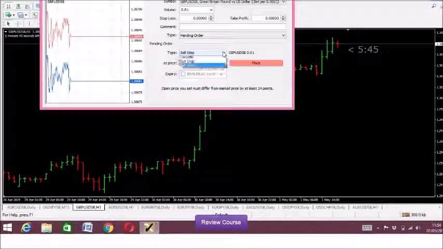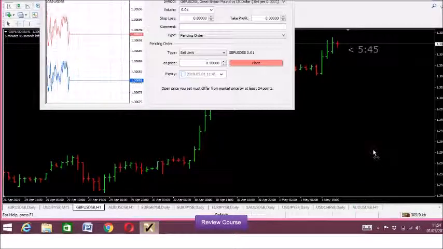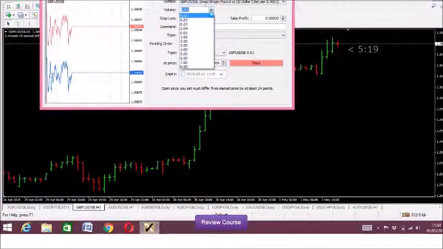Another one is sell limit. Sell limit is the best price you can get. So you want to wait for the price in this example to go up, and then you want to sell, and then wait for the price to go down. So let me just go ahead and place a trade here.